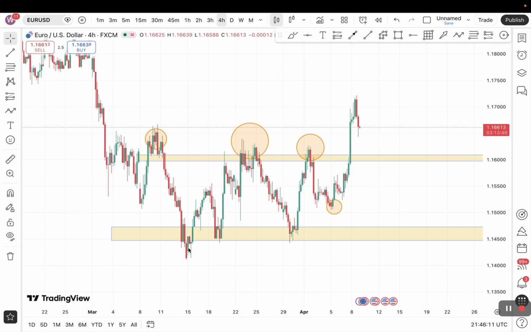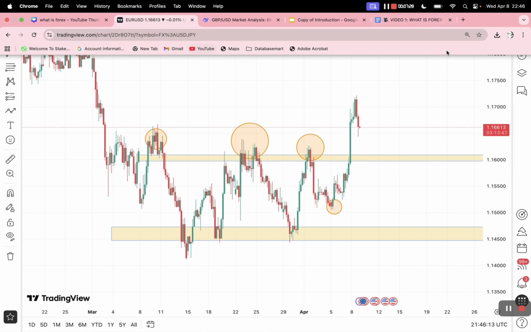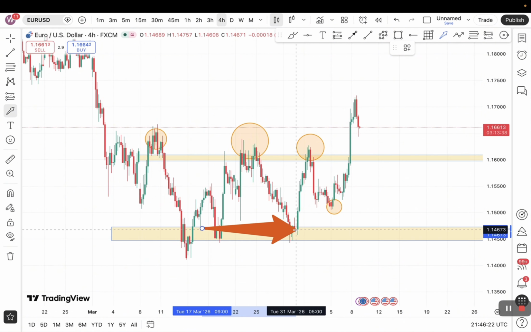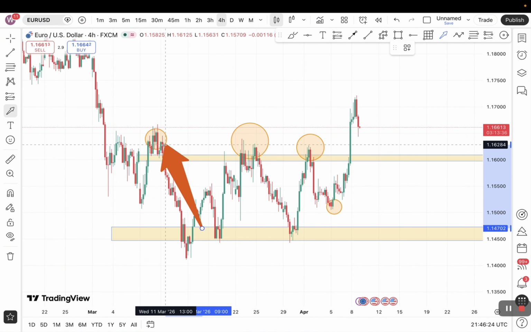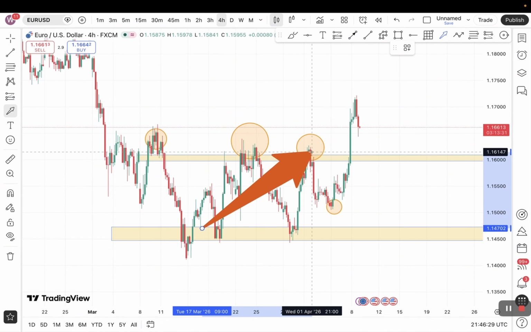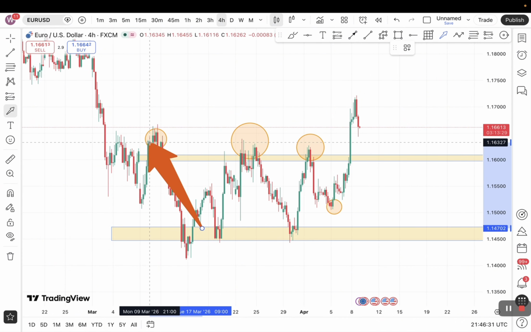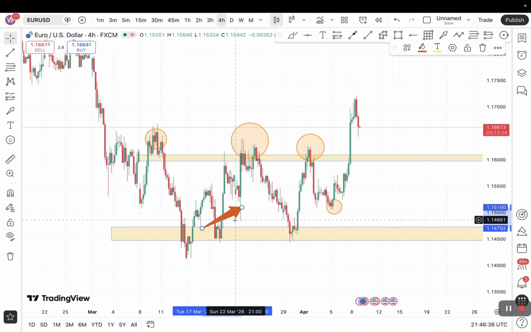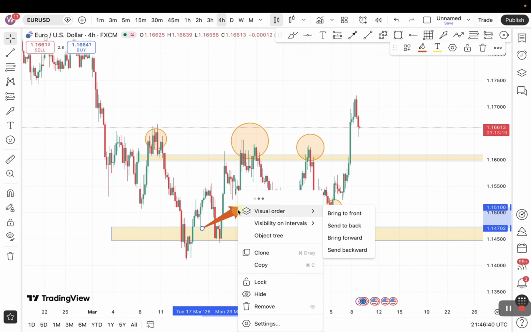This is our support, like I showed you earlier. This is support. This is one touch, this is another touch. This is also resistance, another resistance, touch 1, 2, 3. And the market just broke that particular level. So if you want to trade this kind of trade, this is what you need to do.